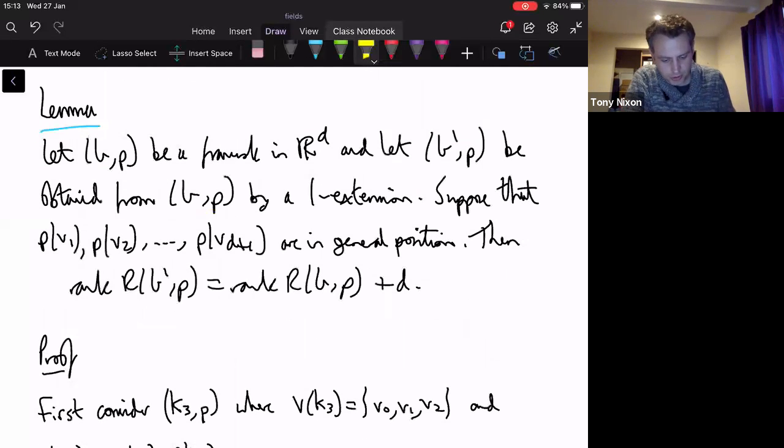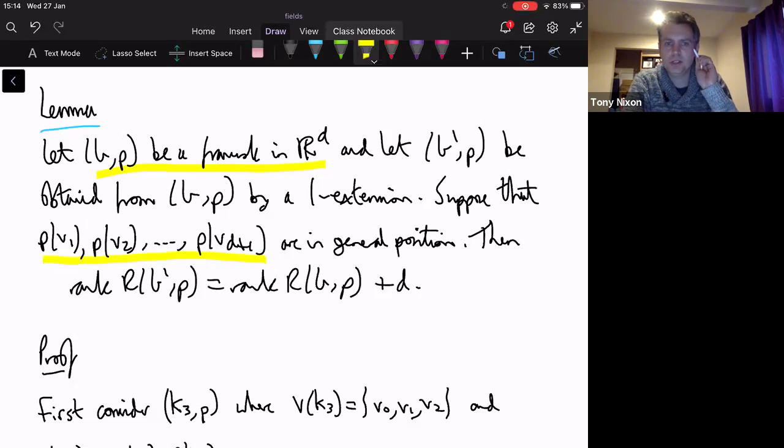So here's the statement. Again, we've got a framework in R^d, GP, and we let G dash P be obtained from GP by the 1 extension. So in particular in G dash P, PV0, PV1, and PV2 are all collinear. Everything else is as it was in GP. And again, we make a general position assumption. So there are no collinearities or coincidences, etc. among the vertices V1, V2 up to V_{d+1}.